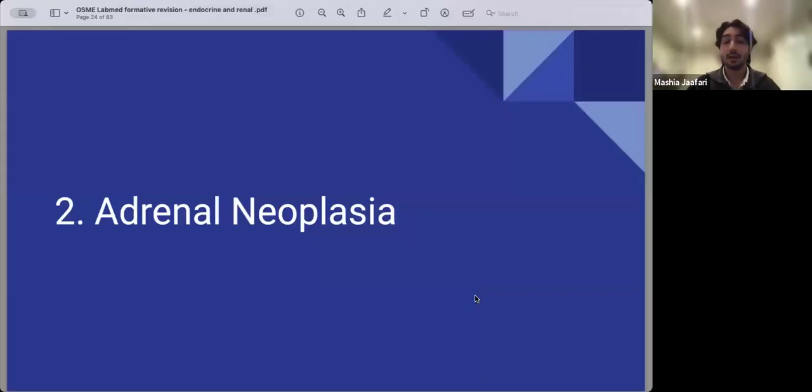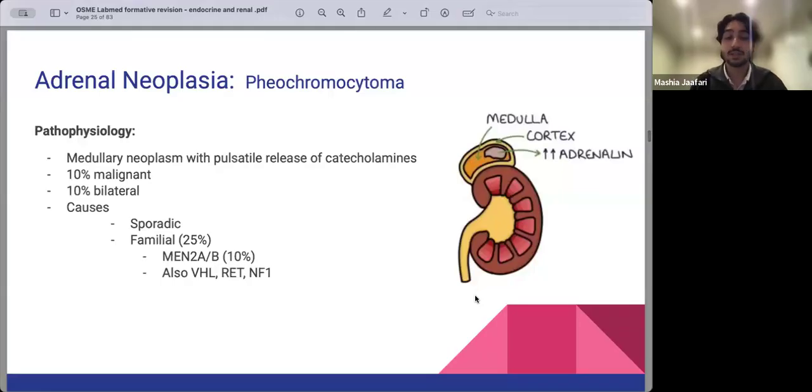Okay, so that is all the basic endocrine biochemistry. We're now going to move on to adrenal tumors. So there's only really one that you guys need to know about, and that's pheochromocytoma, which is a neoplasm of the adrenal medulla. So it leads to the release of catecholamines, so adrenaline and noradrenaline. And there's this thing about the rule of tens. So there's loads of tens related to it. The main thing is that 10% of them are malignant, and 10% can be bilateral. Now, it can be sporadic, but there are also some familial syndromes where you can get pheochromocytoma, and we'll talk about those later in the talk.